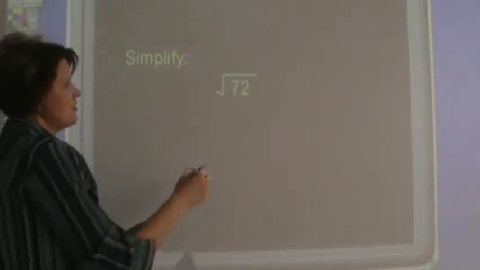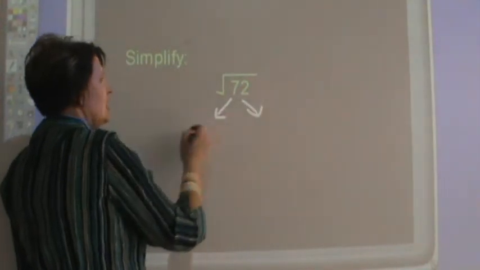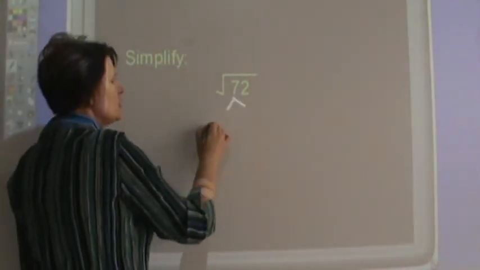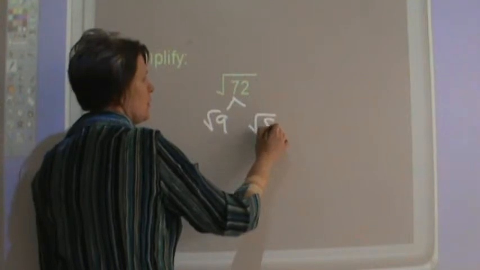All right, 72, let's try the perfect square method. All right, that's going to go square root of 9 times the square root of 8.